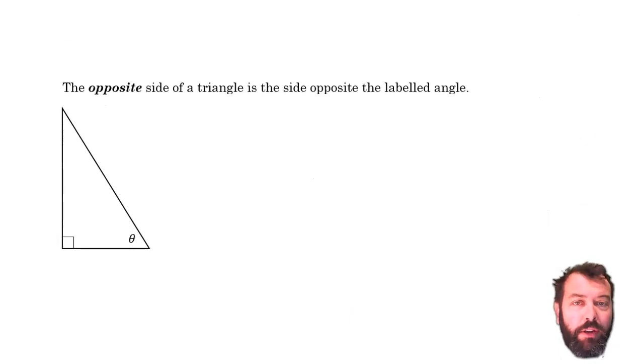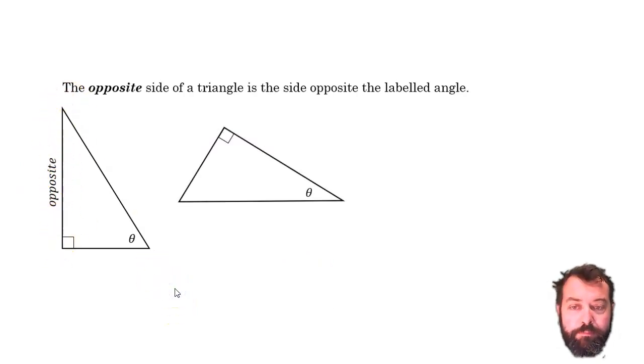The other side, not the hypotenuse or the adjacent, the side that we haven't mentioned yet, is called the opposite side. It's opposite the labelled angle. If I drew an arrow through the labelled angle, it would hit the opposite side. It's not connected to the angle at all. So in this case, it's that vertical side.